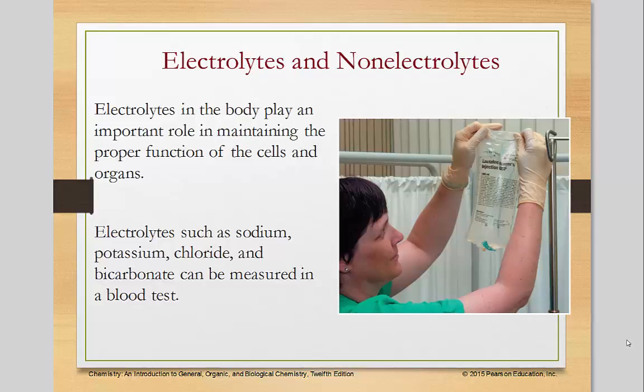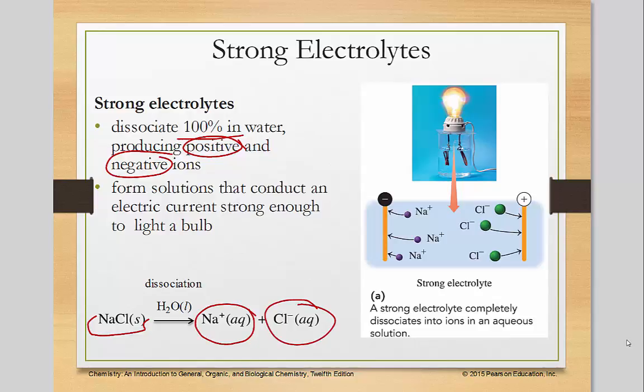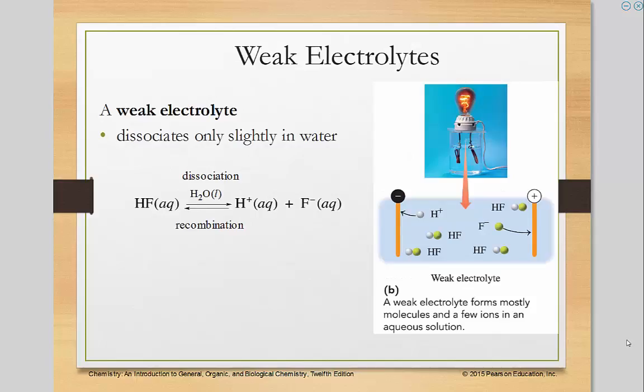In this tutorial, we will be discussing the differences between electrolytes and non-electrolytes. A strong electrolyte is something that dissociates 100% in water. What that really means is that it's breaking up into two parts, into a positive ion and a negative ion. So if we look down here at sodium chloride, when you put it in water, we have an Na plus and a Cl minus. And if it breaks up 100% of the time, it's going to be considered a strong electrolyte. Weak electrolytes do break up, but they don't break up as much.